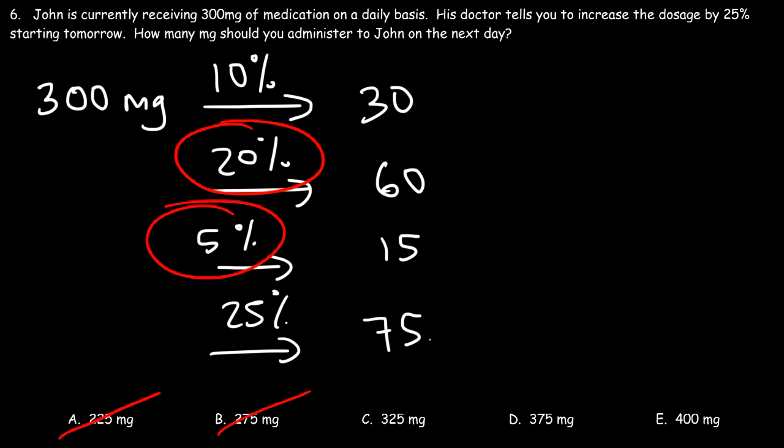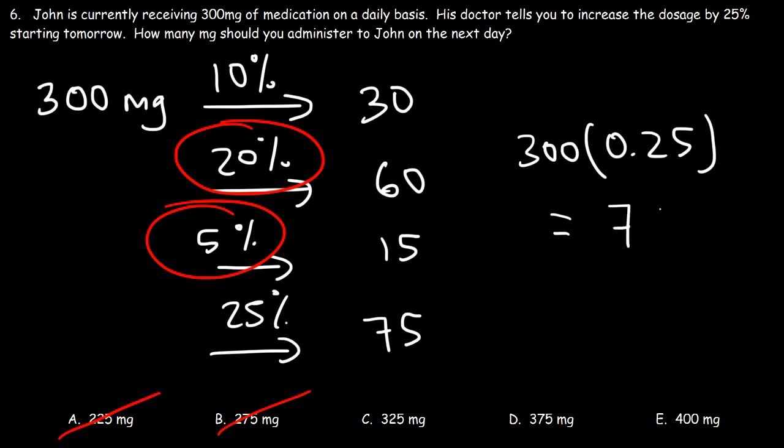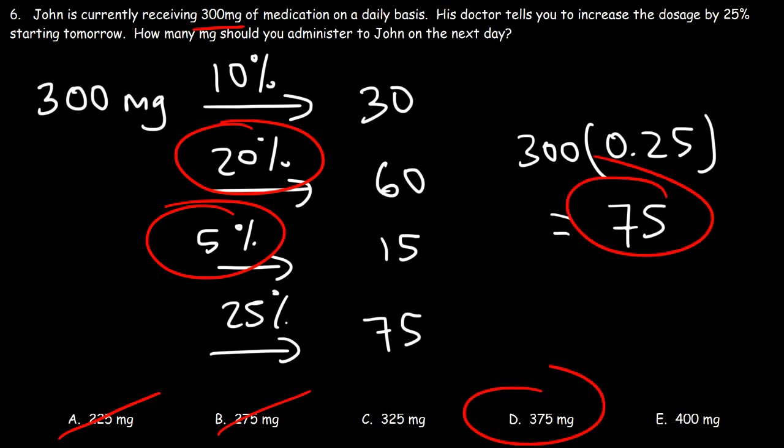Now, if you have access to a calculator, to find out 25% of 300, take 300 and multiply it by 25% as a decimal. And you know to convert a percentage into a decimal, you need to divide by 100 or move the decimal point 2 units to the left. So 25% is the same as 0.25. So 300 times 0.25 will give you the same answer of 75. So since we want to increase the medication by 25%, it's going to be 300 plus 75, or 375. So D is the right answer.